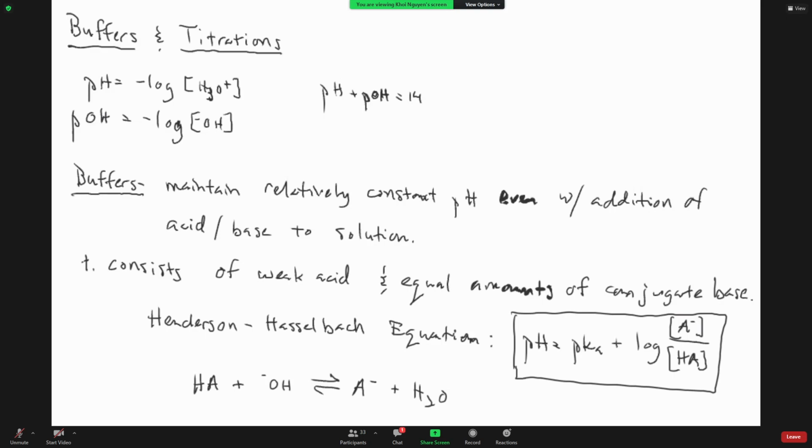Does that make sense for everyone so far? What we covered? All right. So let's take a look at buffer ranges before we actually talk about making a perfect buffer.